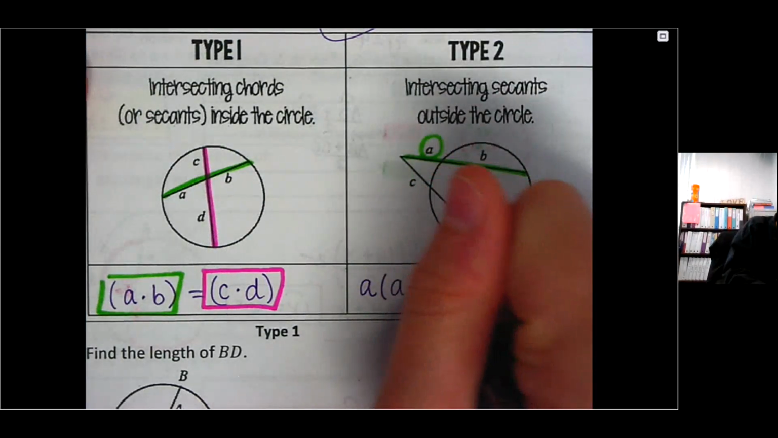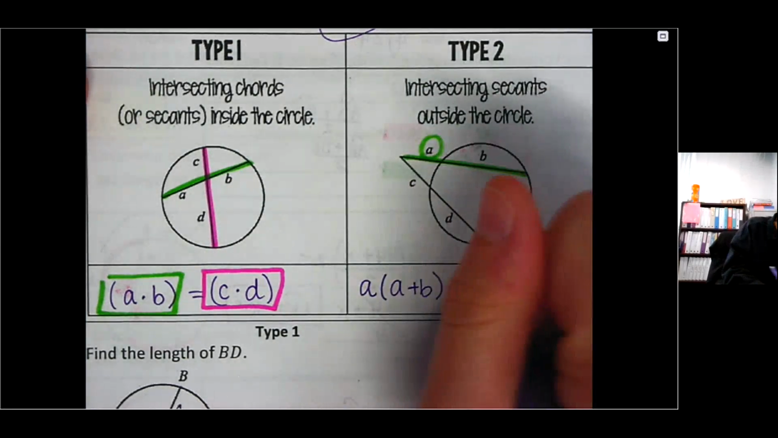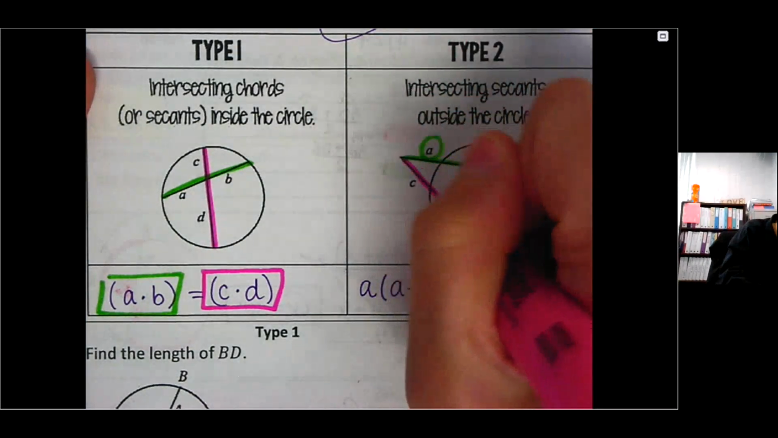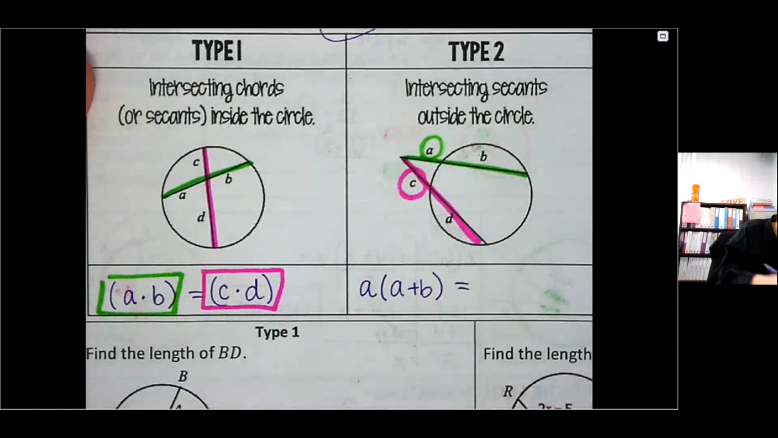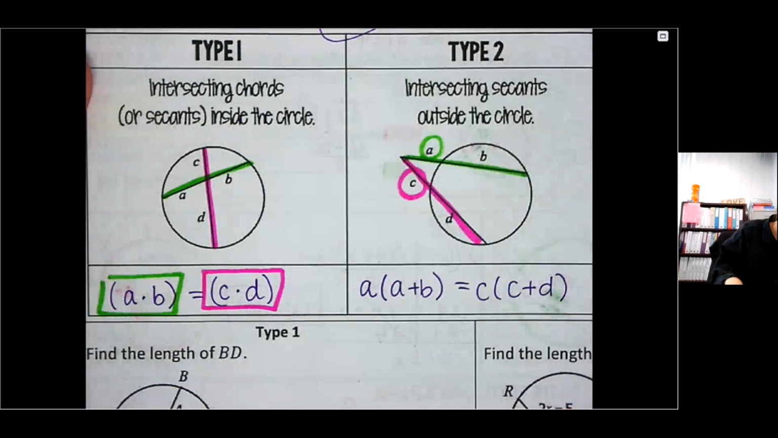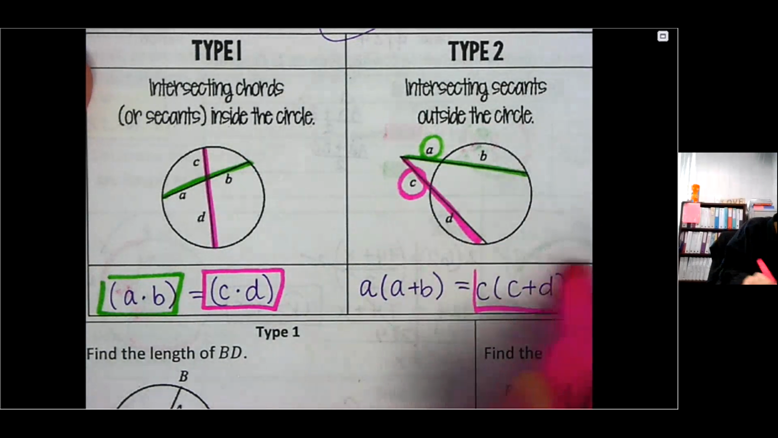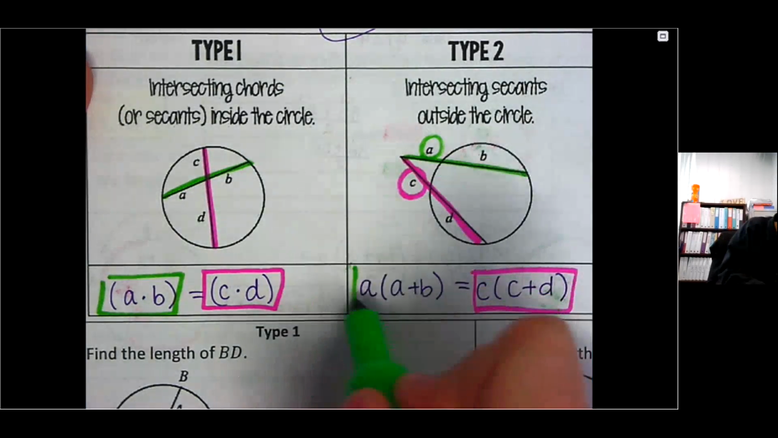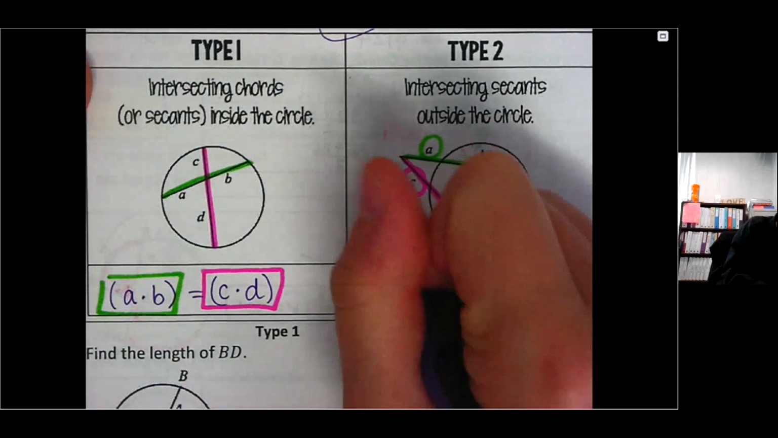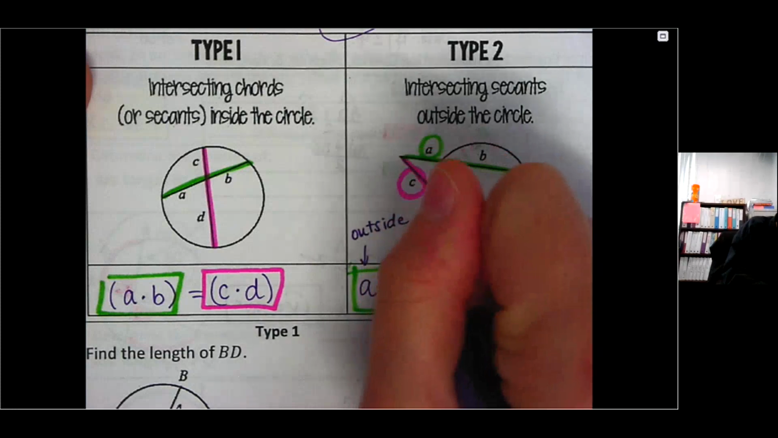So A plus B. You then set that equal to the opposite side, again, outside times the whole. So the outside is C, and the whole thing is C plus D. Okay, so outside times the whole is this equation. So this is the outside, and this is the whole.